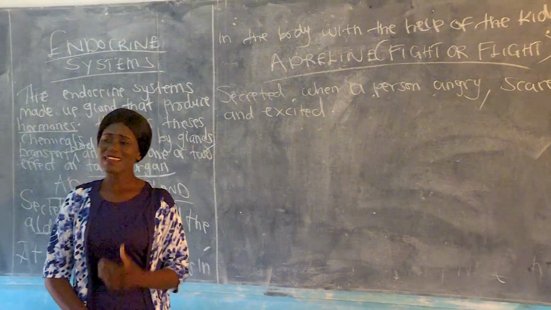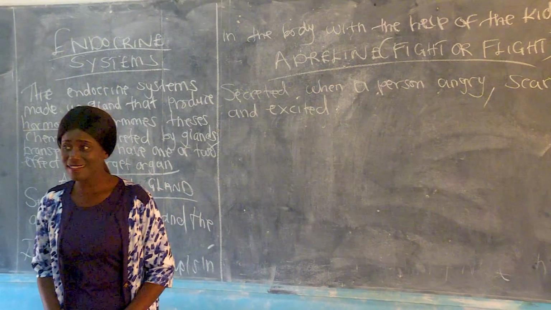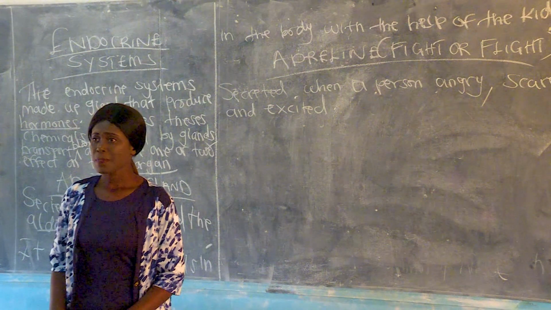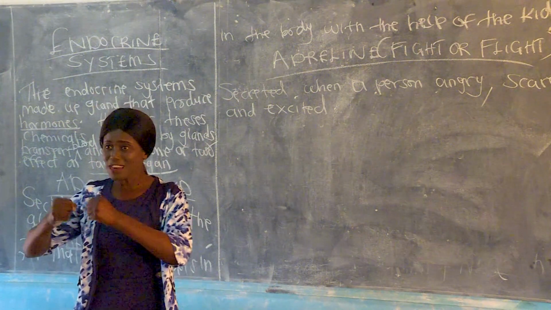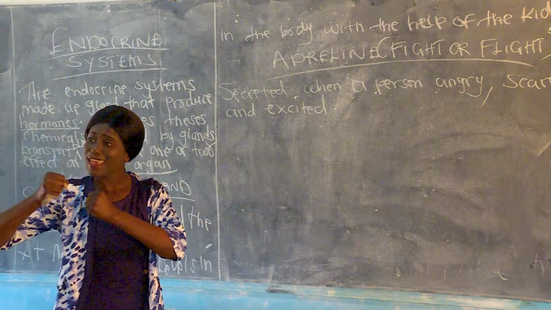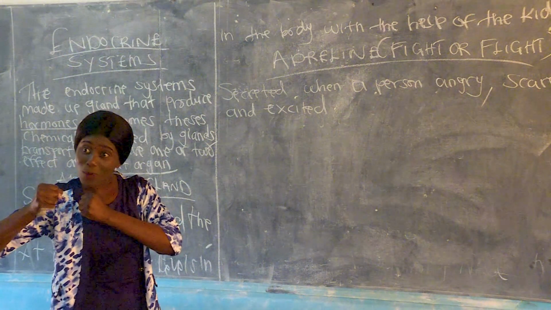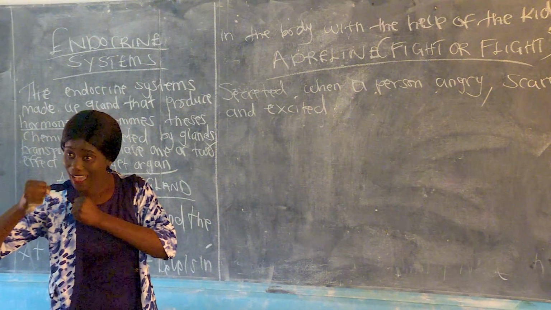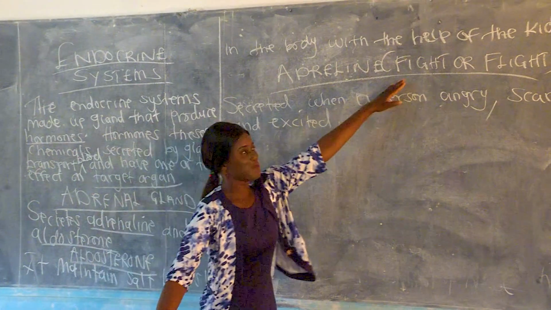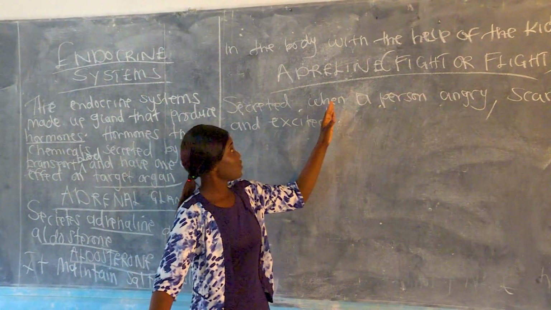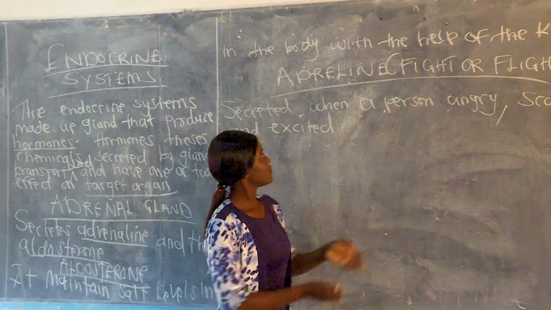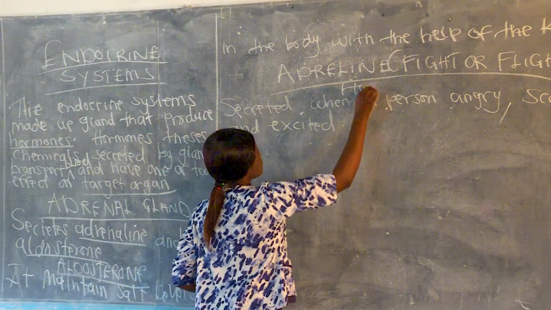Alright, so boys and girls, when someone is super angry, that person can even do what? Pick a fight. People usually tend to pick fights when they are super angry. Are you following me? Alright, so this is where this comes in. I said adrenaline is also known as the what? Fight hormone. It is also known as the fight hormone.